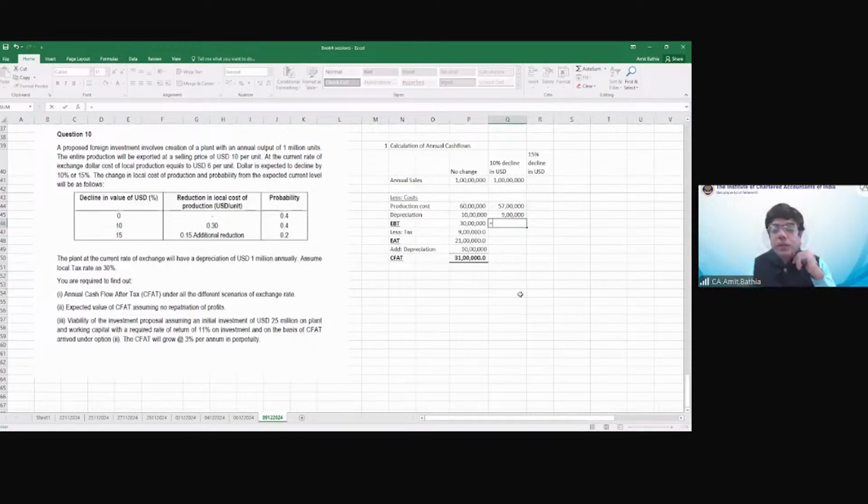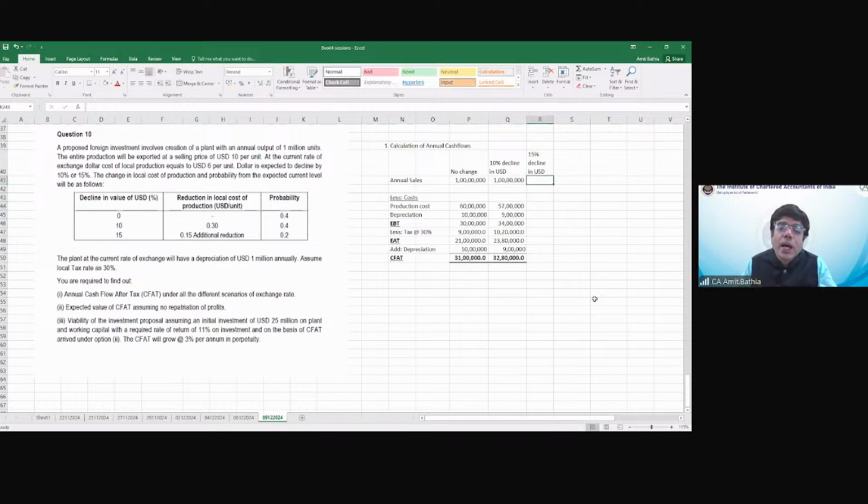Now, what will be your EBT? So, how much will my EBT be? 1 crore minus 57 minus 9 lakhs, right? So, my EBT is 34 lakhs. You can see over here, EBT has increased by 4 lakhs. Tax is at 30%, right? So I get earnings after tax, I add back depreciation, my CFAT is 32,80,000.